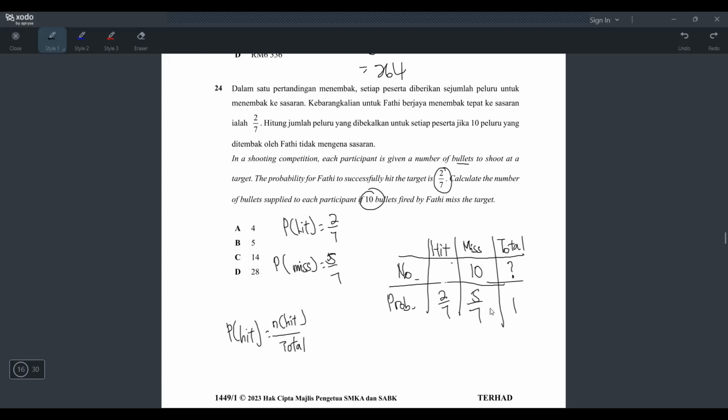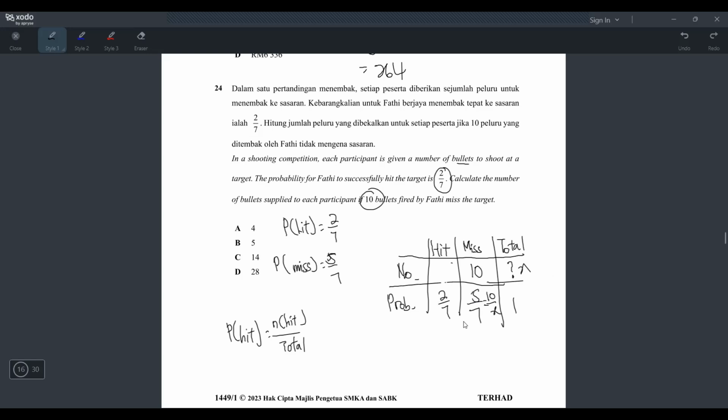So now let me ask you, how do you get your probability of miss? Mestilah you ambil number of miss bahagi dengan total. But since I don't know what my total is, I can tulis X. It means my probability of miss is actually 10/X, right? But 10/X and 5/7, they can equal.